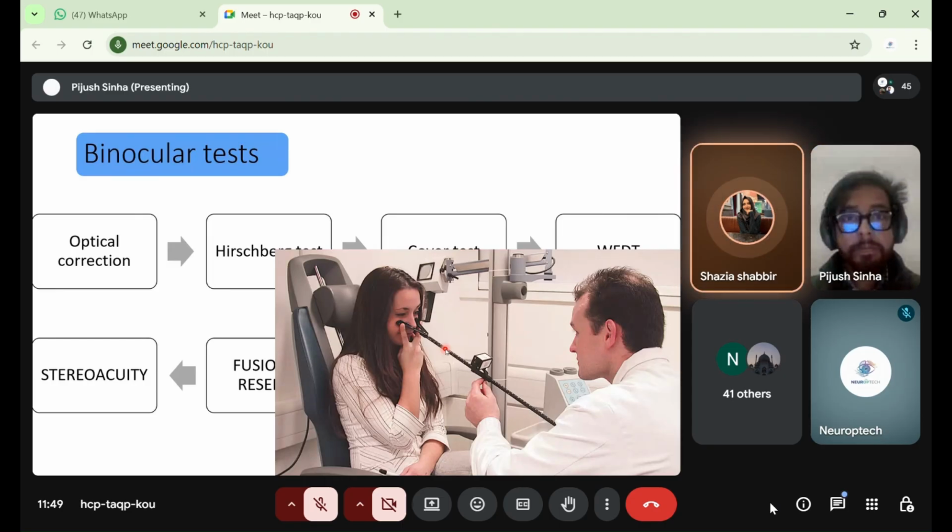Okay, should we examine stereopsis at last? Yeah.